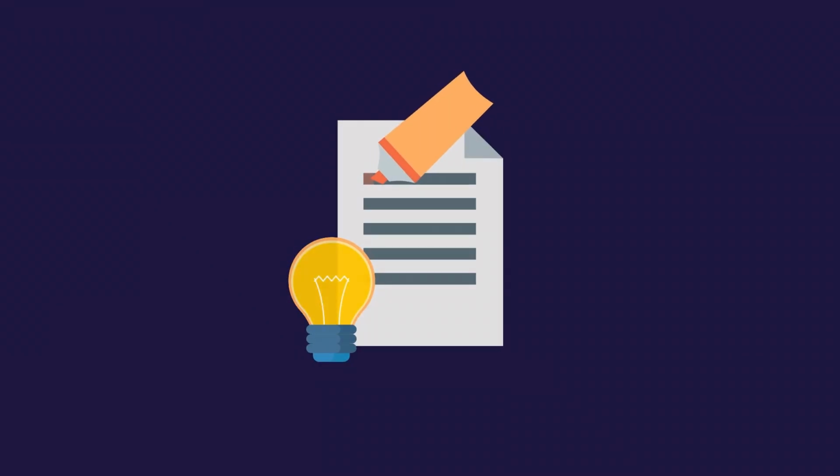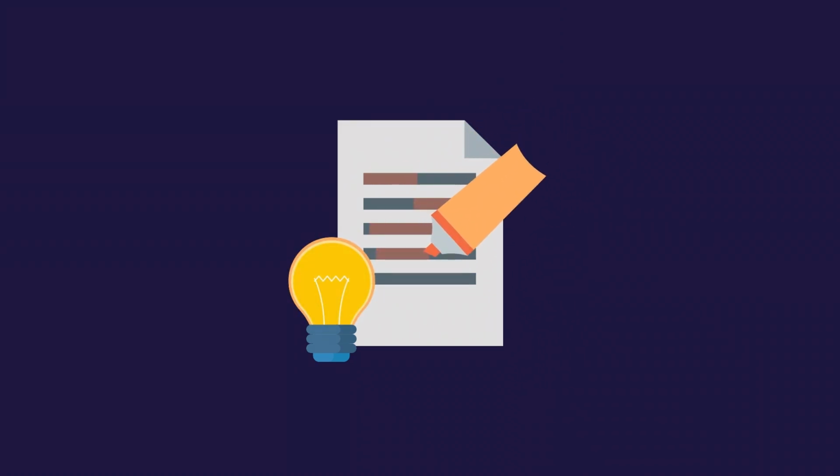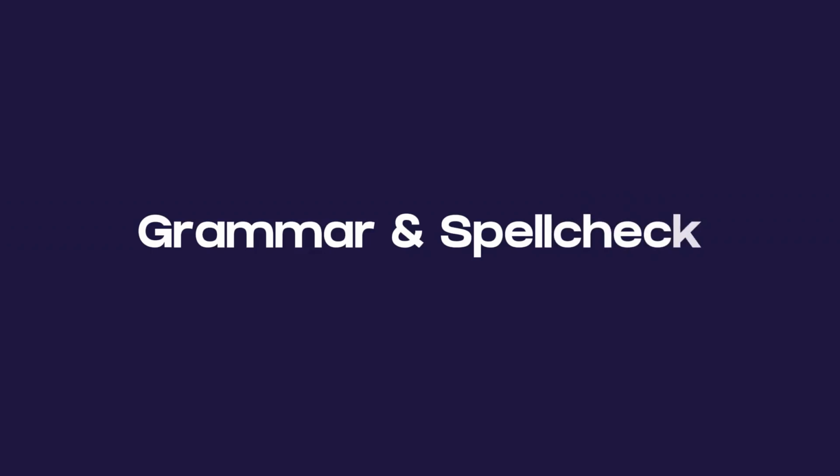Now, ChatGPT isn't only used for ideation or creation, you can also use it for proofreading. And think of it as having your own editor by your side, being able to detect any issues you have with your work. So in these next set of videos, I'll cover some of the different ways you can use ChatGPT for proofreading. We'll start off with grammar and spell check.